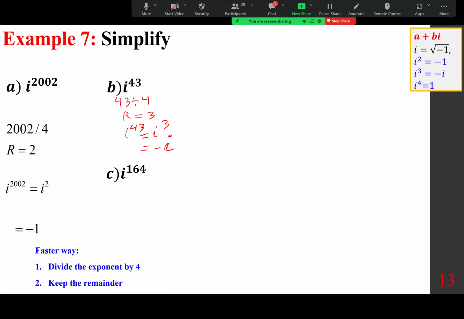i to the power of 164. Divide by 4. The remainder is 0. So this is i to the power of 0, which is 1. Or in short, if the remainder is 0, the answer is 1.